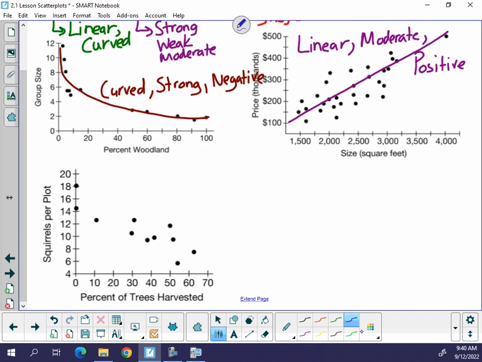And then this last one, again, these lines I'm drawing are just giving a rough idea of what the pattern is. So here we have another linear pattern. I might call this strong. And then it is negative.